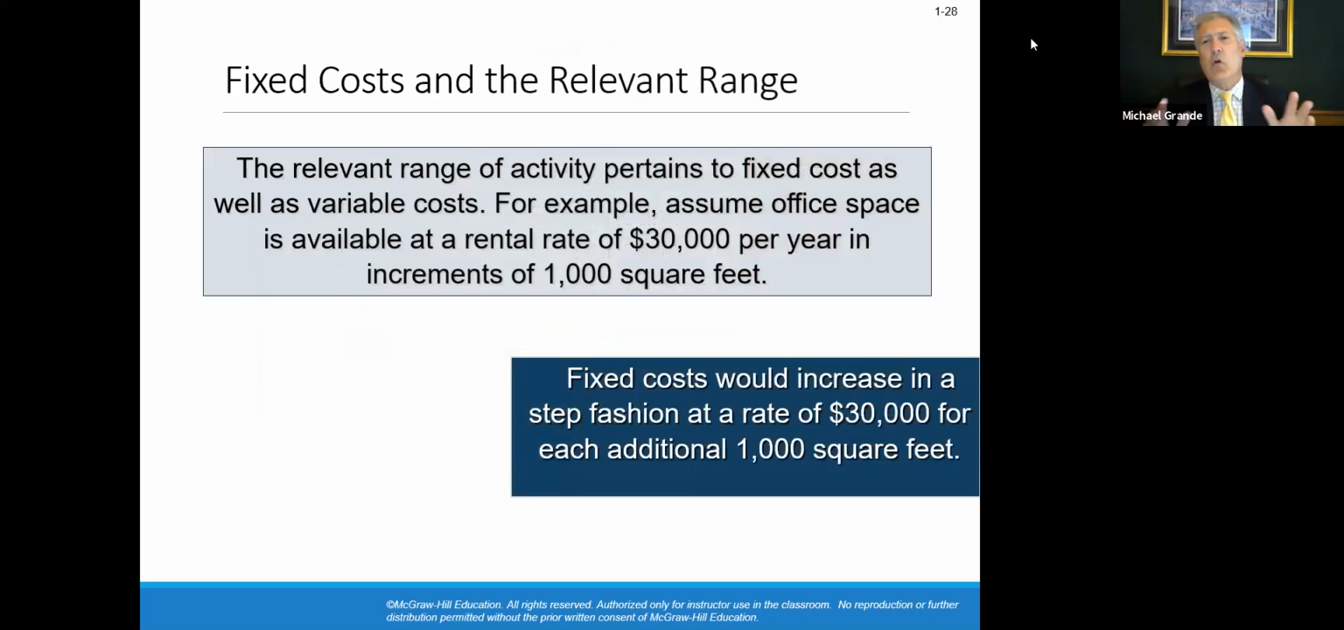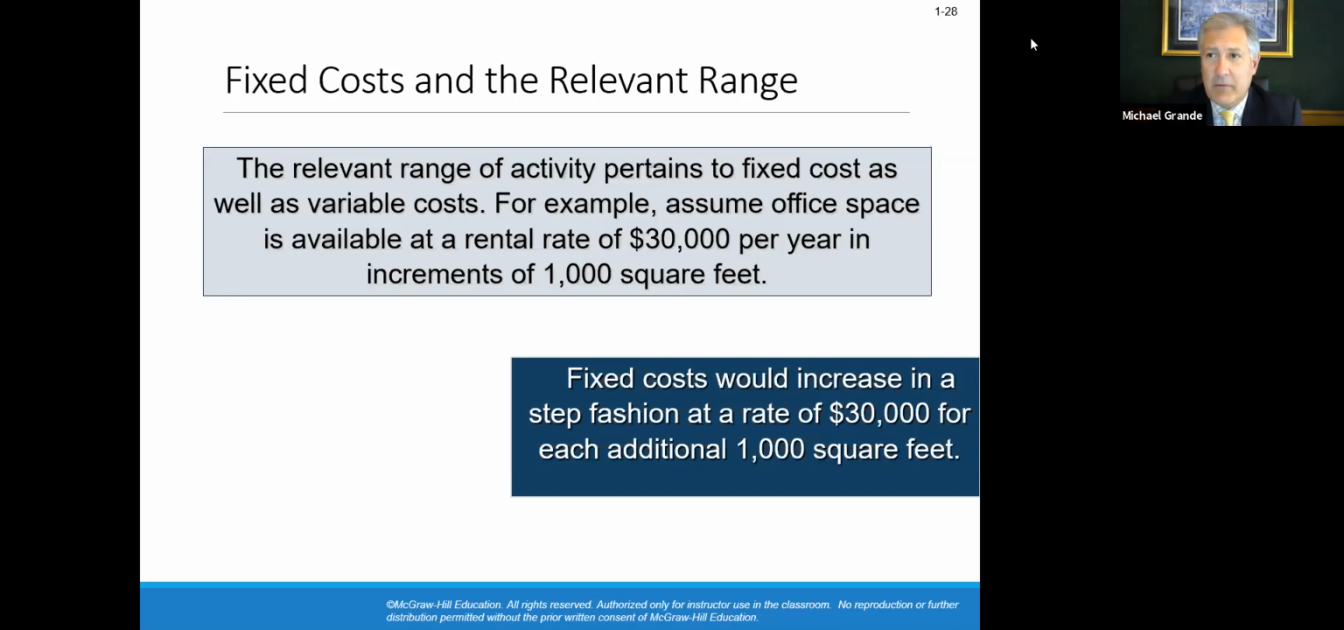Relevant range is important. So a fixed cost is only fixed over a relevant range. The relevant range of activity pertains to fixed cost as well as variable cost. For example, assume office space is available at a rental rate of $30,000 per year in increments of 1,000 square feet. So what it's saying here is that it's fixed per year only if we only need 1,000 square feet. Fixed cost would increase in a step fashion at a rate of $30,000 for each additional 1,000 square feet.